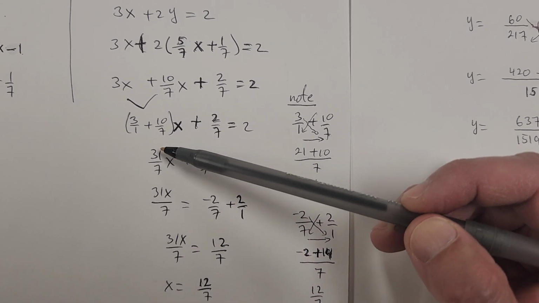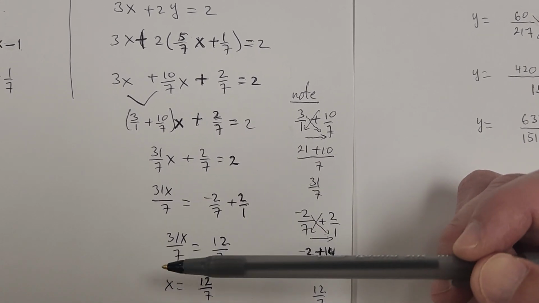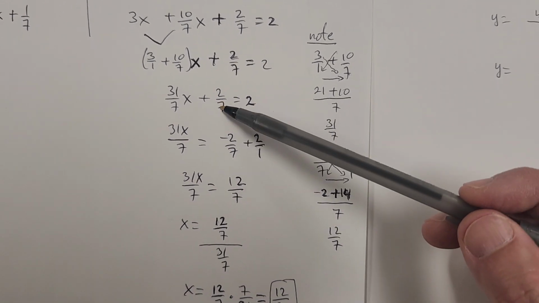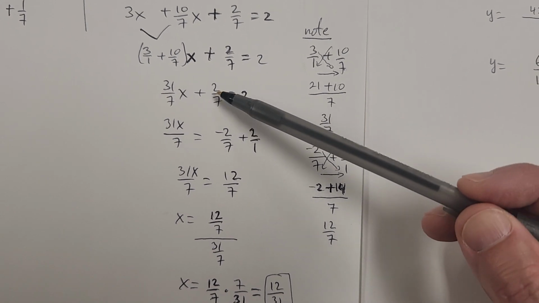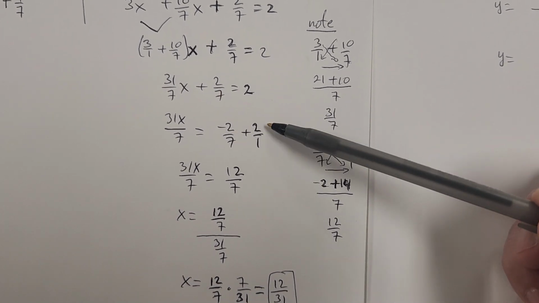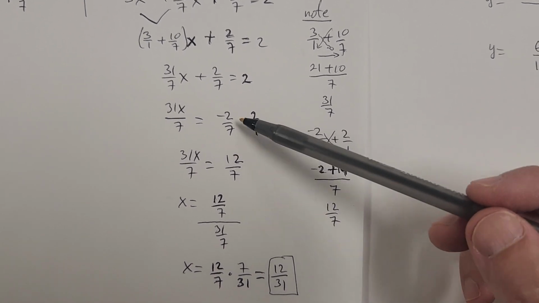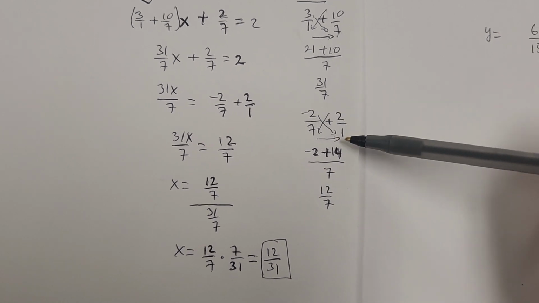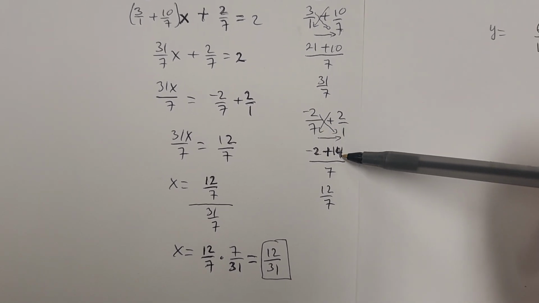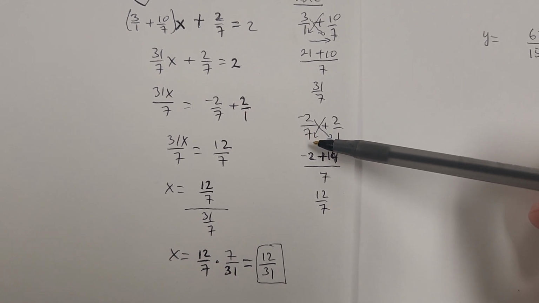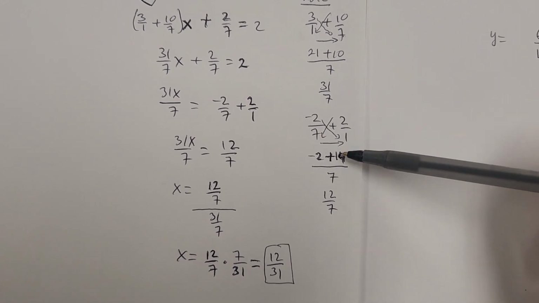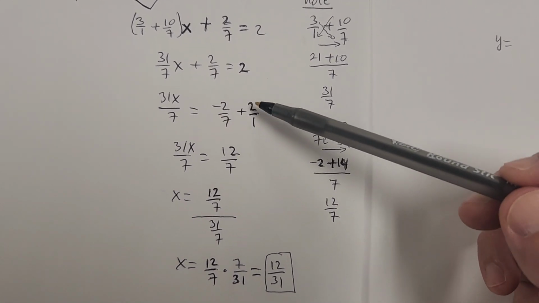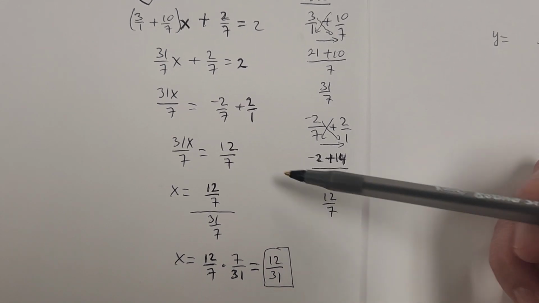So 3/1 plus 10/7 is 31/7 x. Bring down the 2/7, bring down the 2. Now bring the 2/7 to the right hand side. Since this is plus, it becomes negative on the other side. Now subtract fractions. I did the work here. So -2 times 1 is -2. 7 times 2 is 14. Multiply the bottom, 7 times 1 is 7. 14 subtract 2 gives me 12/7. So this right here where I'm circling is equal to 12/7.